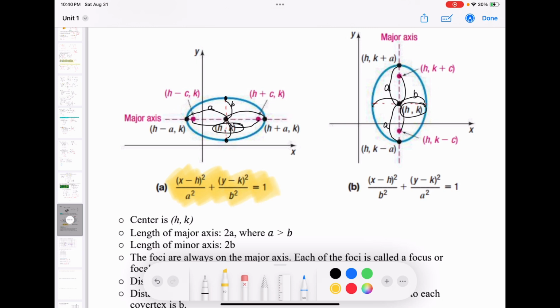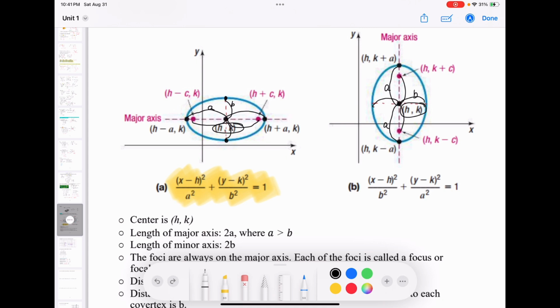For the first graph, please memorize this formula: (x minus h) squared divided by a squared, plus (y minus k) squared divided by b squared, is equal to 1. This graph has a major axis parallel to the x-axis, so my a squared is under the x. So if the major axis is parallel to the x-axis, a is under the x.